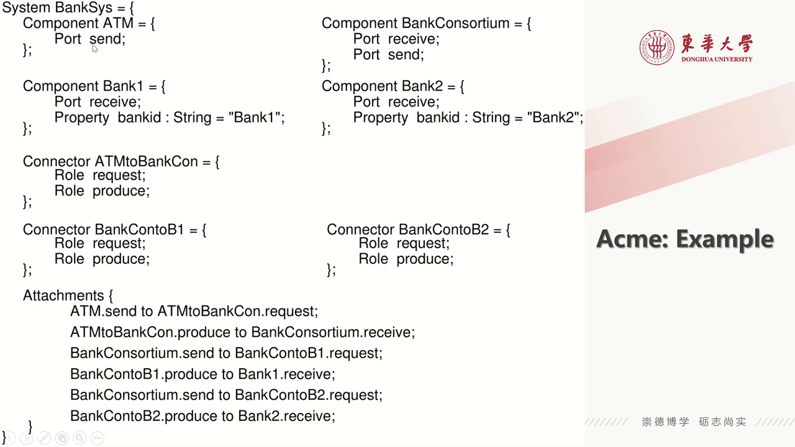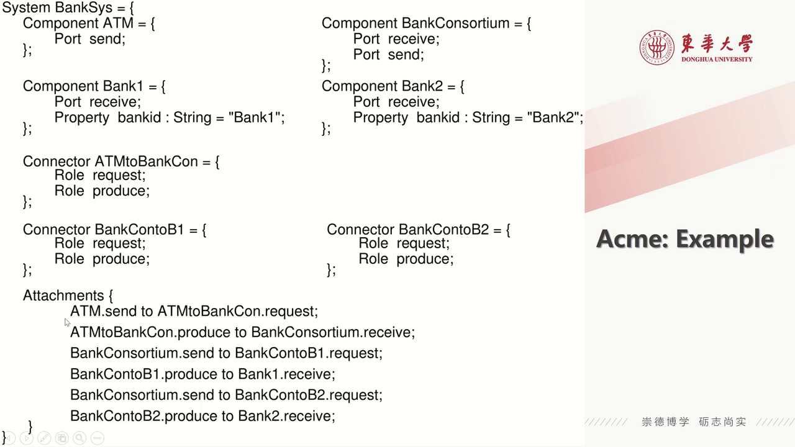Then the final code. It's not pseudo code, it's the real code here. The code is like this. The system, also a keyword, BankSystem, has component ATM, component Bank1, component BankConsortium, component Bank2, and the three connectors to connect them. Then finally, we have something called attachments. These attachments allow you to bind these ports with the connectors. It is the actual activity of connecting.